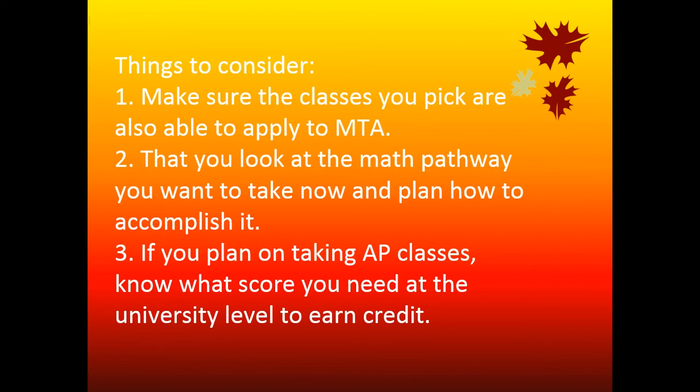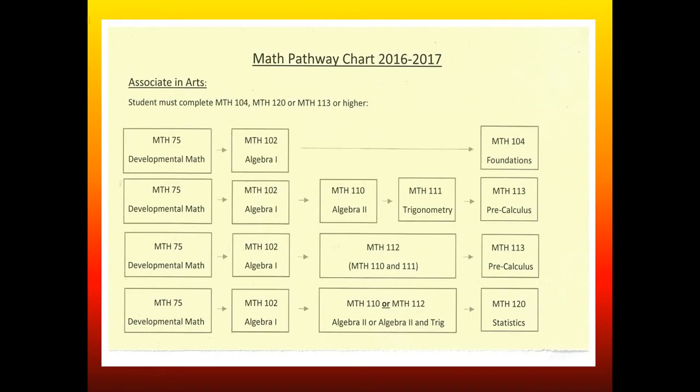If you plan on taking AP classes, and you might be in an AP class right now, you want to know what score you need at the university level to earn credit and what score SC4 requires to earn credit. And we can help you think about, do you wait to take that class at SC4 to see what your AP score will be or not? In most cases, you can wait to see if you get a 3, 4, or a 5 on the AP test, but we can help you with that decision.